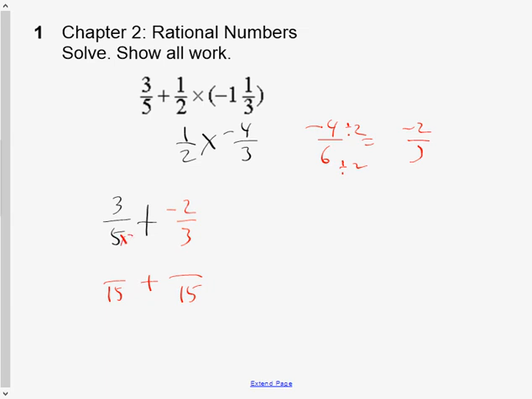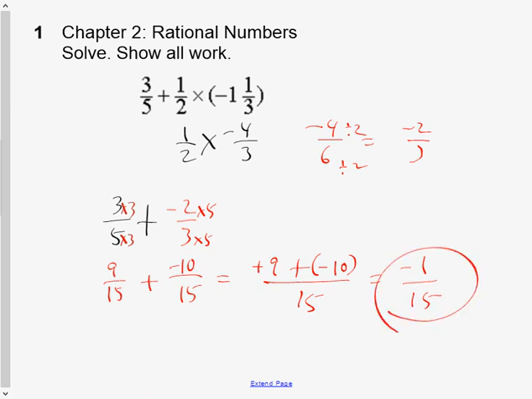3/5 is equal to how many 15ths? We know that that is 9/15. And negative 2/3 is equivalent to negative 10/15. So instead of adding 3/5 plus negative 2/3, we're going to add 9/15 plus negative 10/15. Once we have that, we know we're going to add the numerators. Oh, sorry, that's a positive 9. We're going to add the numerators and keep the denominator. A positive 9 plus a negative 10 is a negative 1. And therefore, your solution to this question would be negative 1/15.